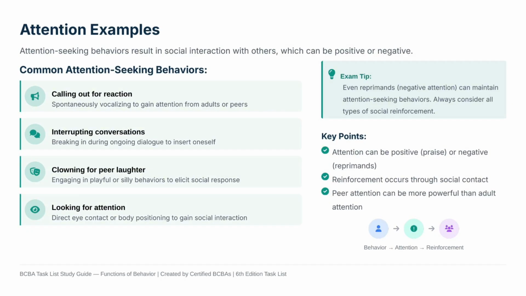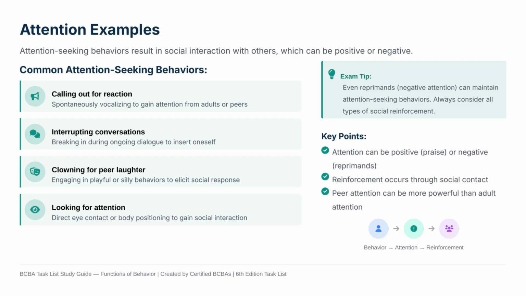Let's make this more concrete. Imagine a student calls out during instruction. The teacher immediately turns, makes eye contact, and says, "Please raise your hand." Even though that statement is corrective, the student received direct social engagement. If calling out increases over time, that interaction may be functioning as reinforcement. Or consider a child who makes exaggerated noises and classmates laugh. The laughter becomes the reinforcer, even if the teacher attempts to ignore the behavior.